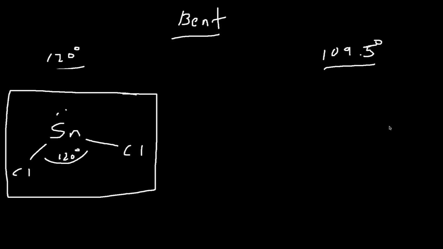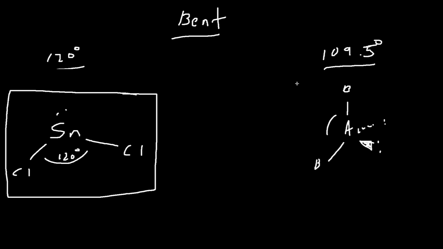How do you get bent 109.5? Well, using that same logic, that would be for when you have a tetrahedral molecule in terms of electronic geometry, tetrahedral electronic geometry, right? But in this case, two of them are lone pairs, and you're going to end up with bent 109.5 being right there.